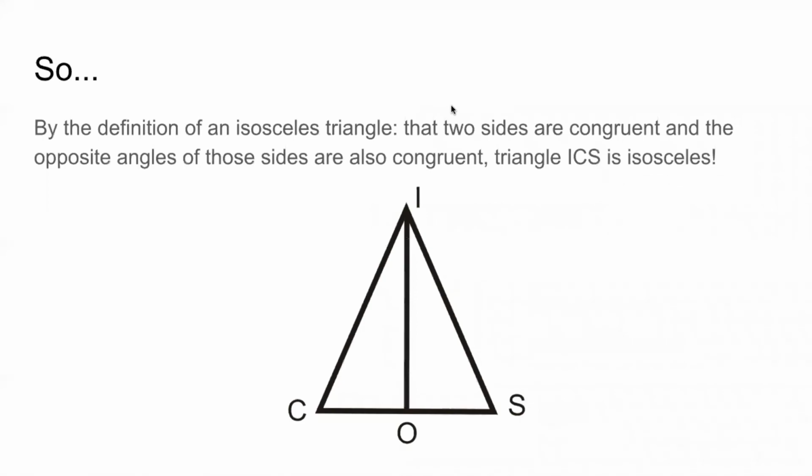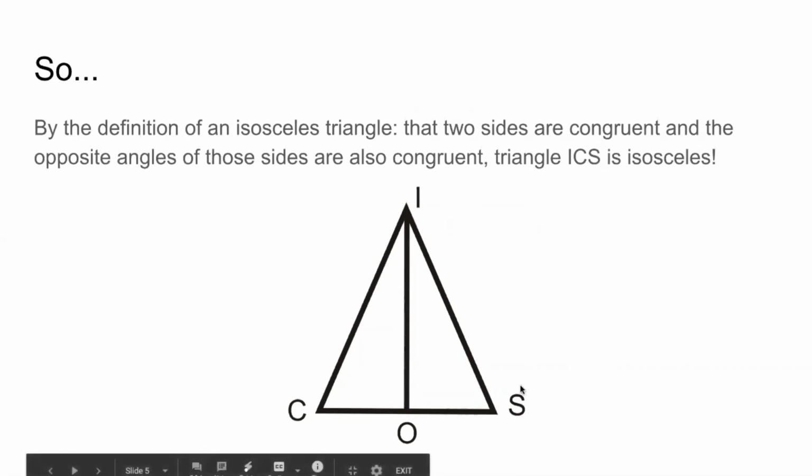Okay, so by the definition of an isosceles triangle, that two sides are congruent, which we proved, and then the opposite angles of those sides, so the base angles, are also congruent, triangle ICS is isosceles.